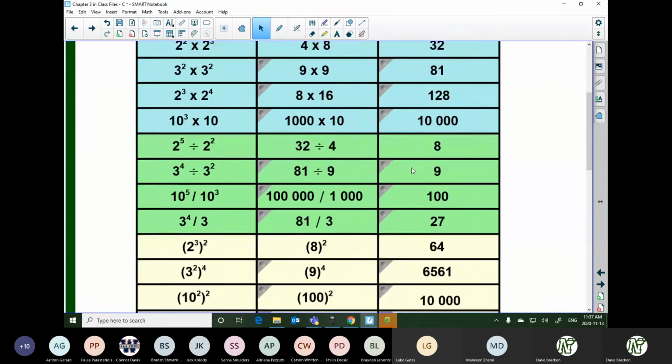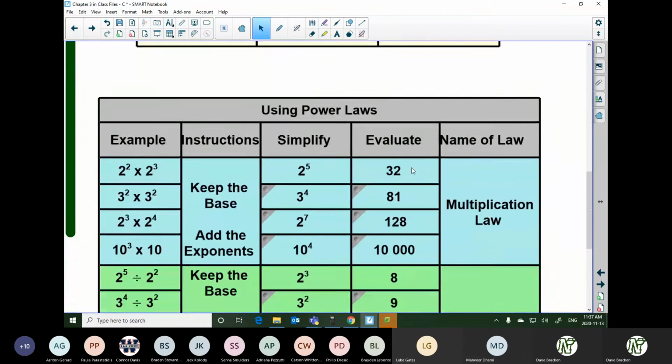Now we have a new way to do this to get the exact same answer. We say, oh, look, the bases are the same. All I have to do is add the powers together, and I get 2 to the power of 5. 2 to the power of 5 is 32.